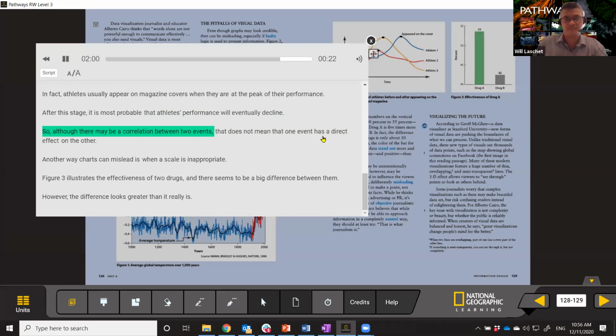So, although there may be a correlation between two events, that does not mean that one event has a direct effect on the other. Figure 3 illustrates the effectiveness of two drugs, and there seems to be a big difference between them. However, the difference looks greater than it really is.